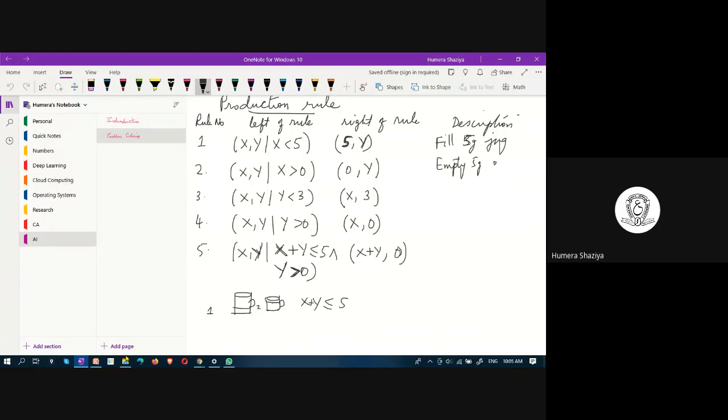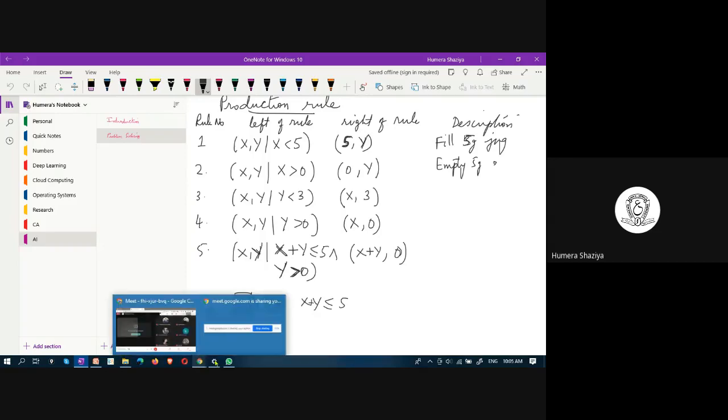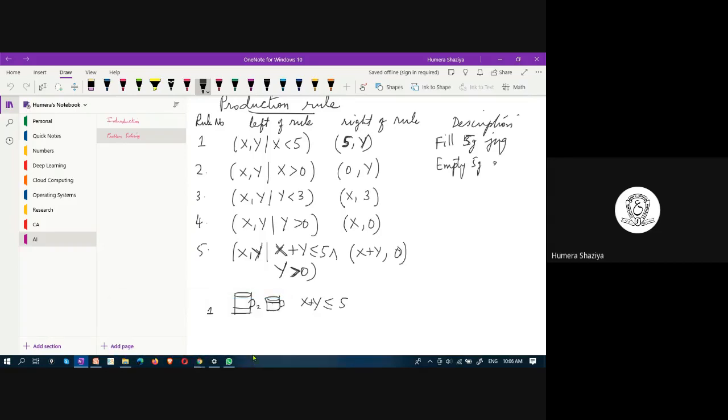We are resuming the topic of water jug problem, which is the most popular and classical problem in AI. We are trying to understand the problem and its solution. There are two ways to represent the problem. First method is production rule. Second method is state space. We are in production rule, the first method. In this, we write the conditions followed by the solution. So far, we have written these, which are also known as rules.